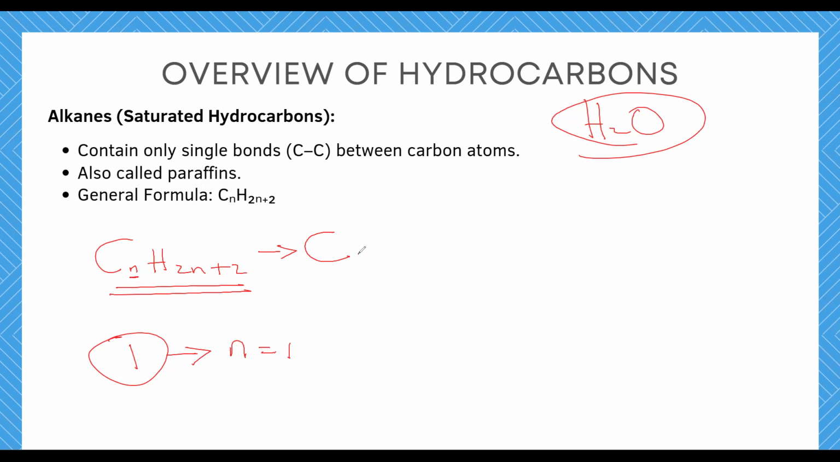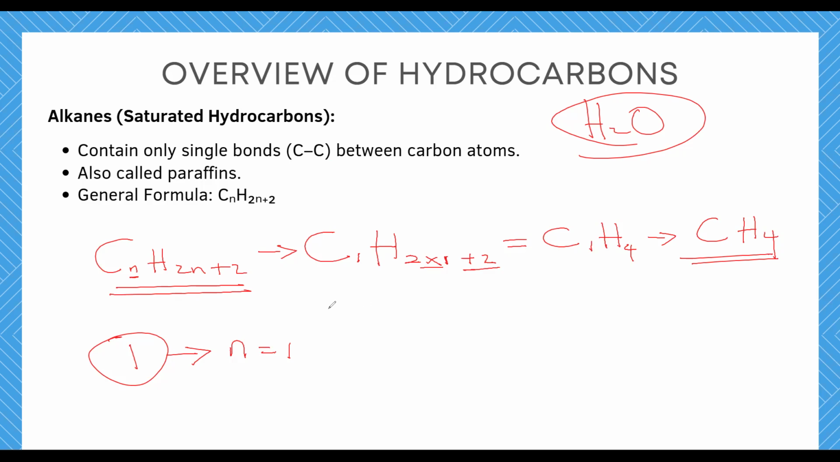So we have C1, and then we have H, then we have 2 multiplied by what now? One. Good. 1, then plus 2. Did you see that? So this will be equal to C1, then H. 2 times 1 is what? Two. Plus 2. 4. Good. So the molecular formula is CH4. Did you see this?